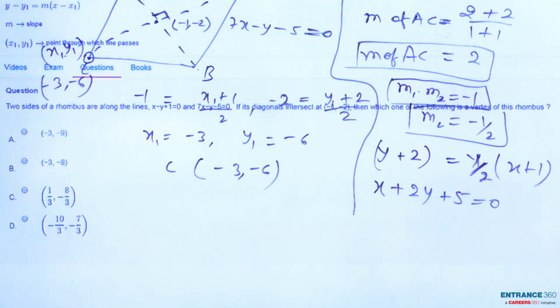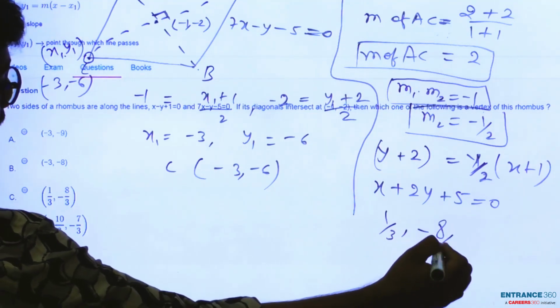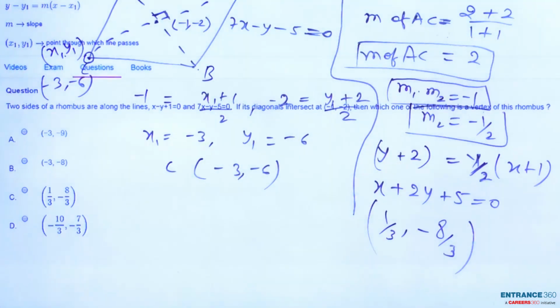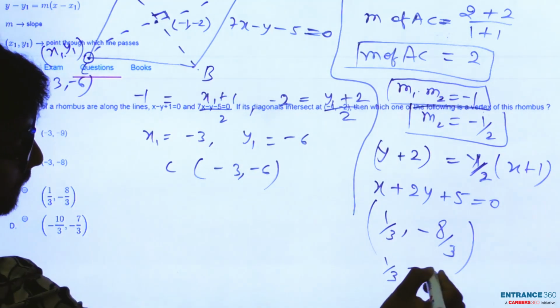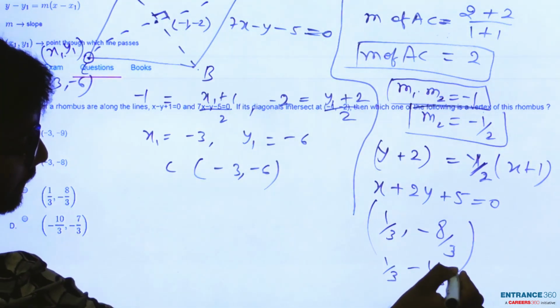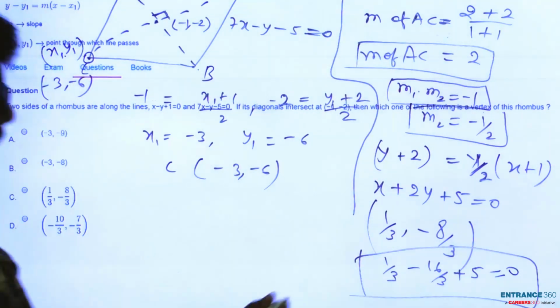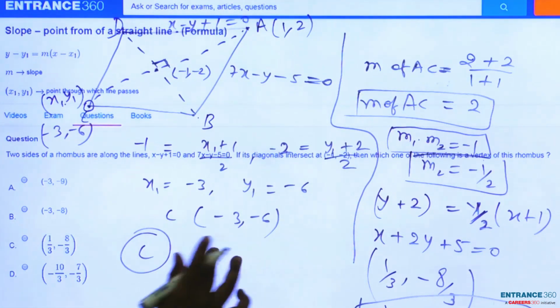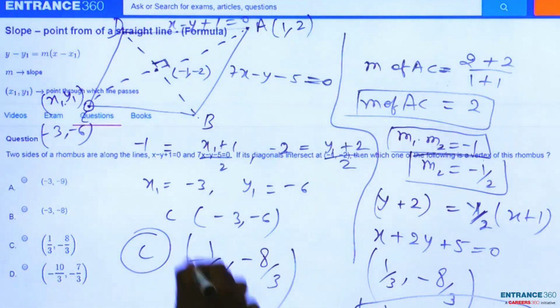When we put in the options A, B, C, D, the point (1/3, -8/3) will satisfy this equation. You can put in the values: 1/3 minus 16/3 plus 5 equal to 0. Then option C would be the correct option, that is, (1/3, -8/3). It is the correct option.